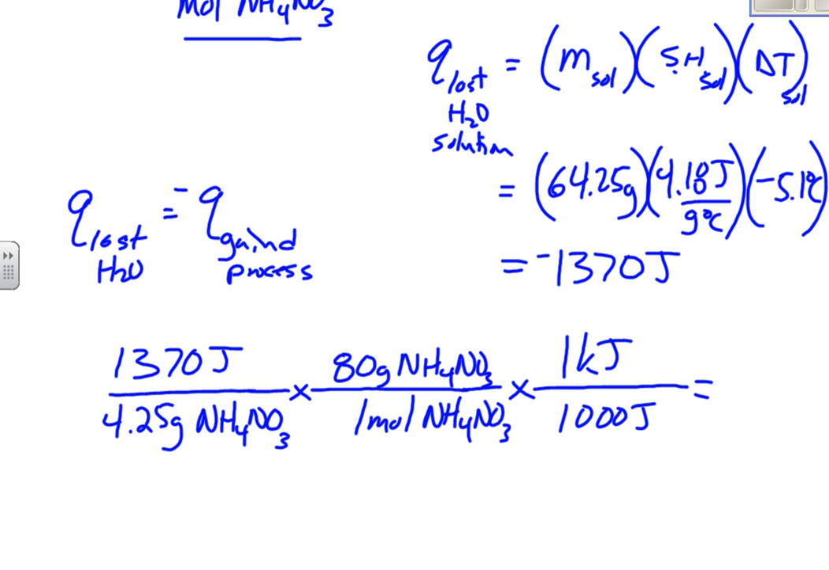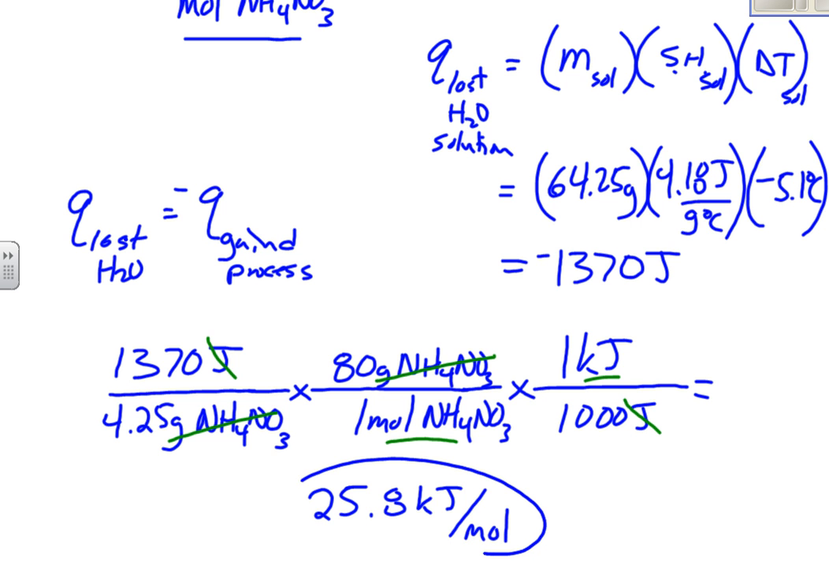And we can check our units to make sure. Joules cancel out. Grams of ammonium nitrate, grams of ammonium nitrate. So our units are moles of ammonium nitrate and kilojoules. And we get for an answer 25.8 kilojoules per mole.